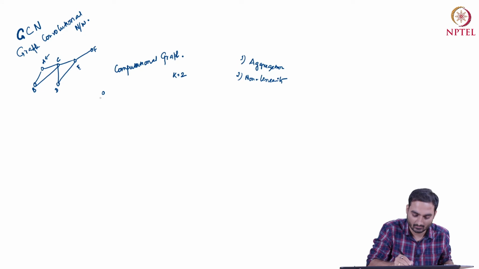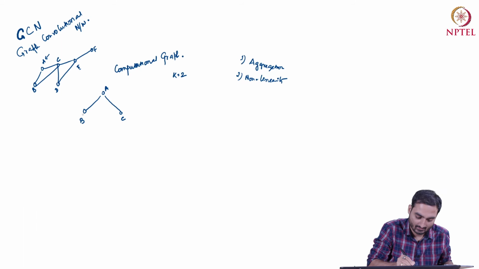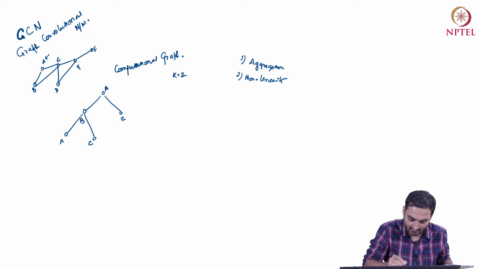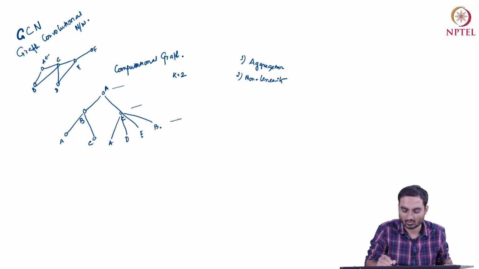If you look at its immediate neighbors, this is A, B and C. B's neighbors would be A and C. C's neighbors would be A, D, E and B. So, this is the 2-hop or 2-level computational graph for A.